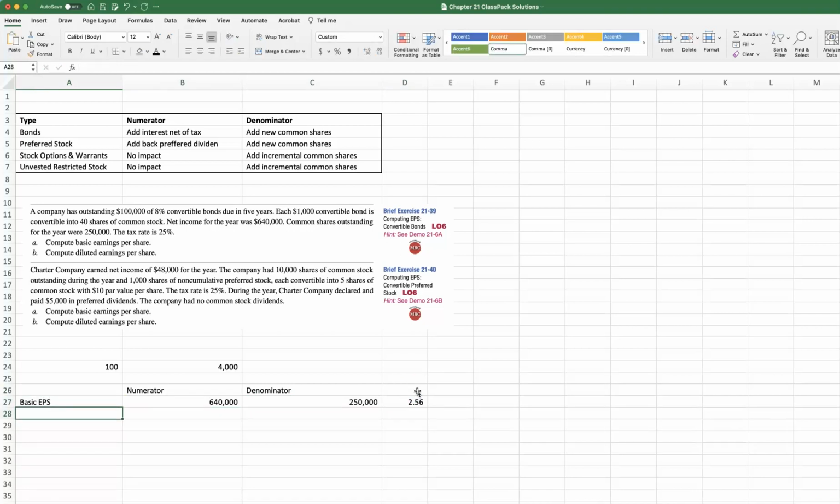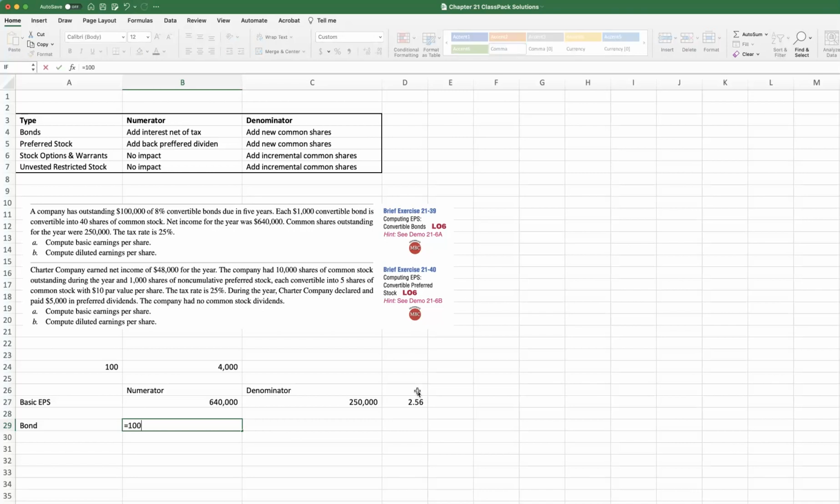Now, to get to diluted EPS, let's take these bonds and figure out what's happening with them. So for the bond, I've got to do something to the numerator, because if these bonds had converted January 1st, I would never have had to pay the interest on it. So I'm going to calculate what that interest expense was. I have $100,000 on the balance sheet, and they are at 8%. So the interest would have been $8,000, but I'm not done yet.